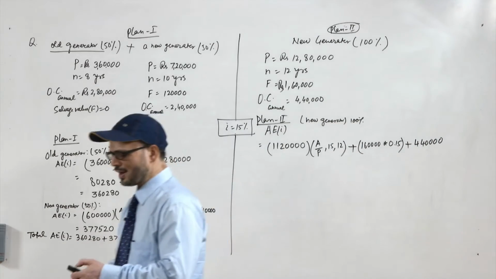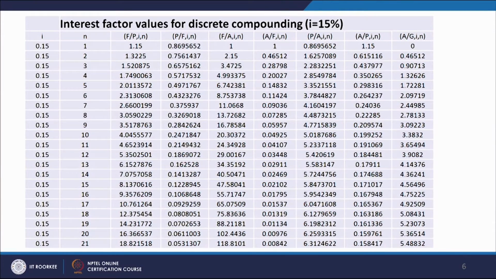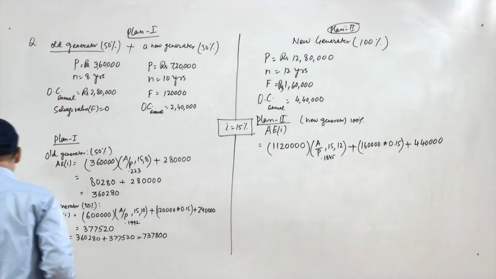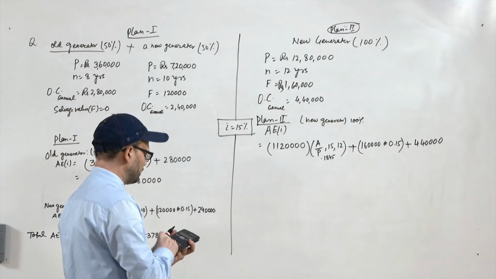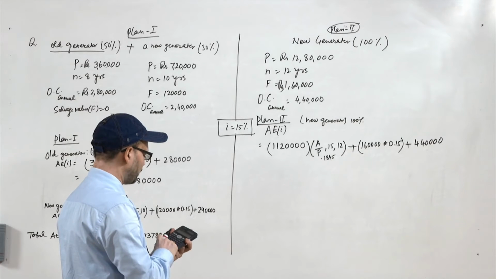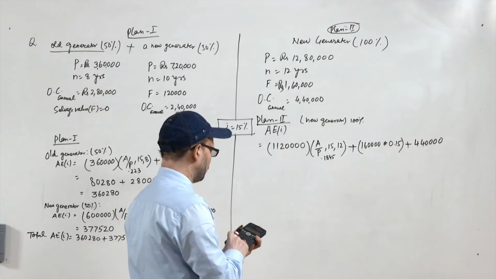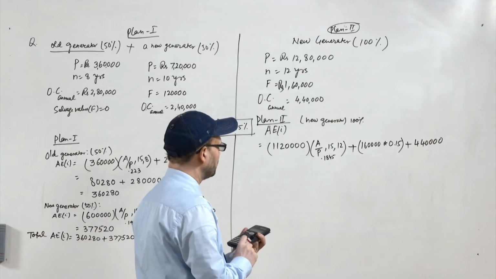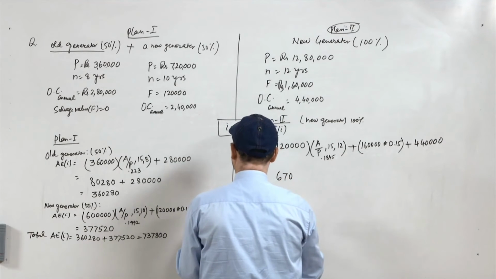A by P 15 12, and for 12 it is 0.1845. So, if we compute the values, it will be 11,20,000 multiplied by 0.1845 plus 24,000 plus 4,40,000. It comes out to be 6,70,640.